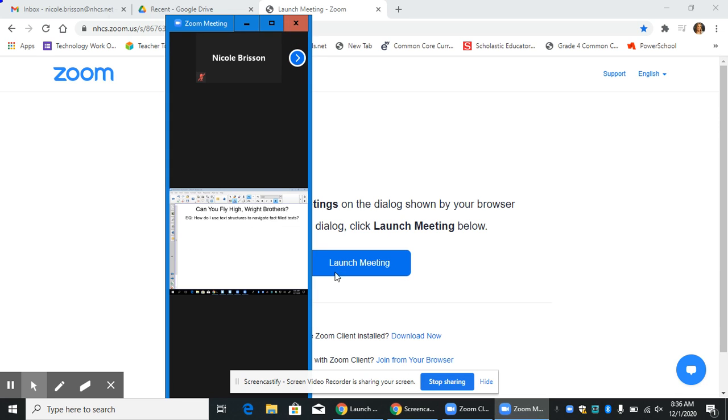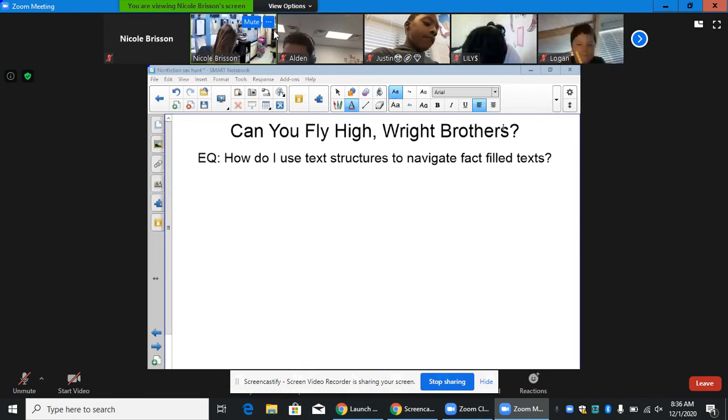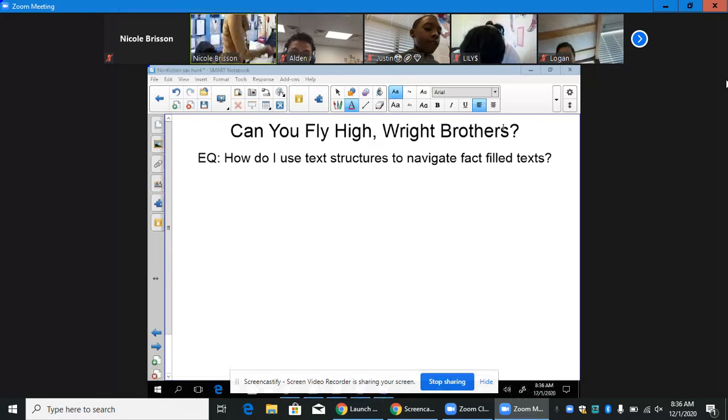Navigate means like move around. And our two text structures that we're going to be talking about today, we talked about chronological order yesterday. So I'm going to put that on this side.